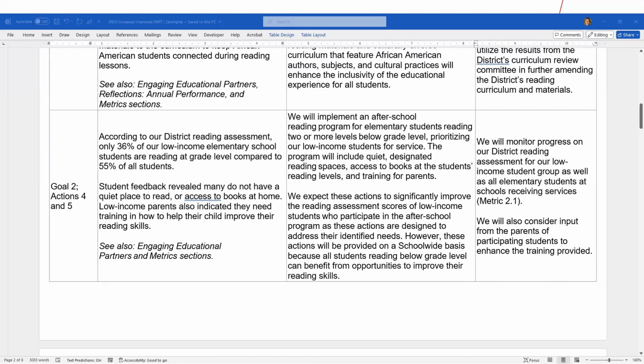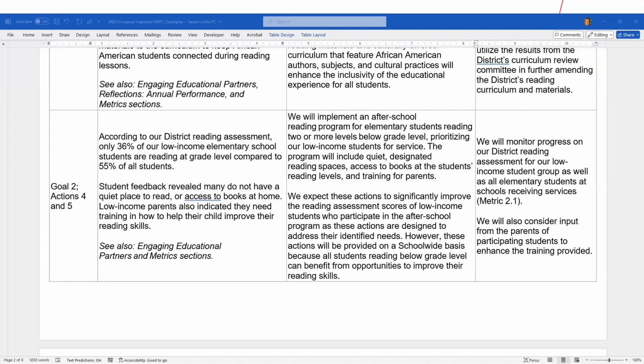This example is a school-wide action. So according to our district reading assessment, only 36% of our low-income elementary school students are reading at grade level compared to 55% of all students, right? So we're looking at low-income, we're looking at elementary school. Pretend this is a TK-12 district. This district is looking just at elementary school students for this particular action.